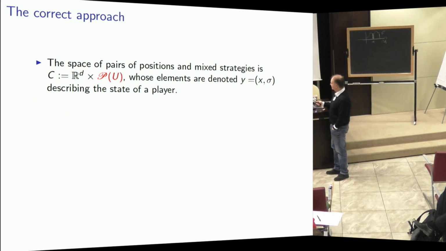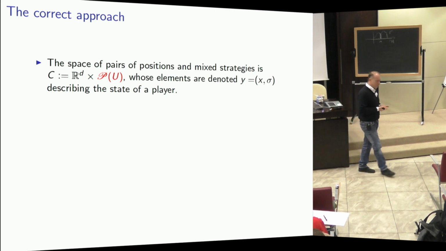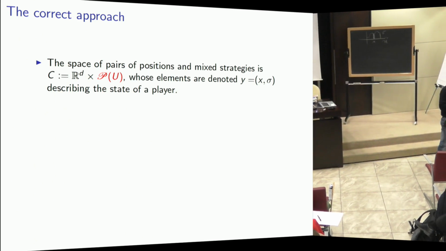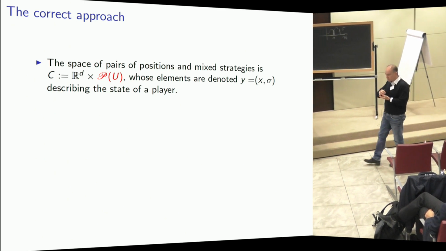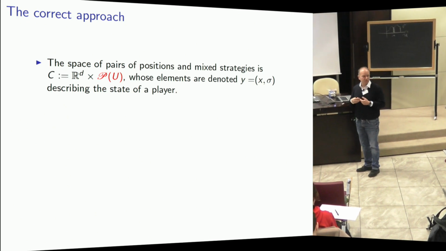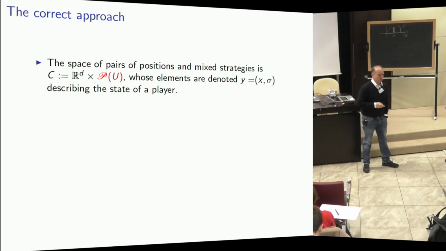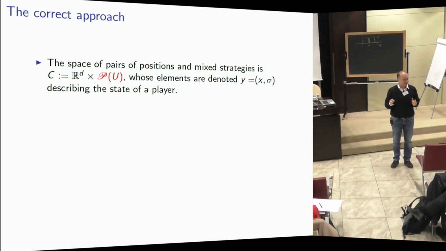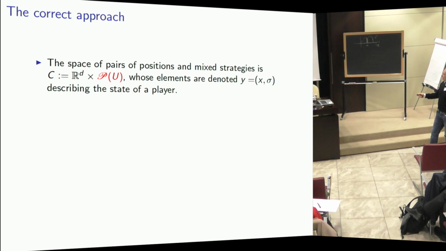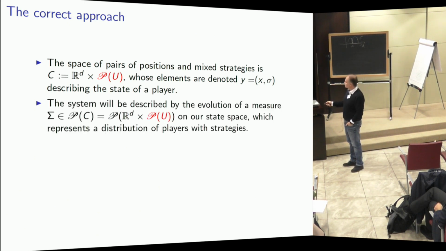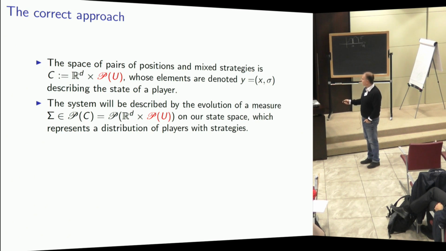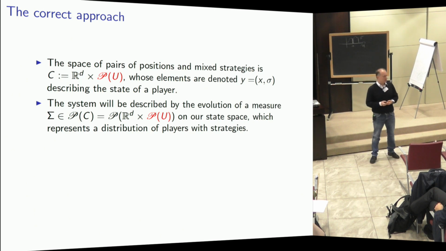Okay, so now the state space is not anymore R^d times U, but is R^d times the probabilities over U. And so we will end up with transport equations as curves in the space of the probabilities over R^d times the probabilities over U. So in a certain sense, a partial differential equation over a non-Euclidean and infinite dimensional space. Now, the elements are really x and sigma, and we will consider distributions over these spaces. So in particular, we will consider a certain sigma and an evolution within this space that represents the distribution of players and their strategies.